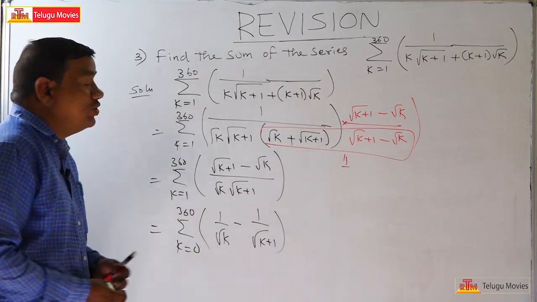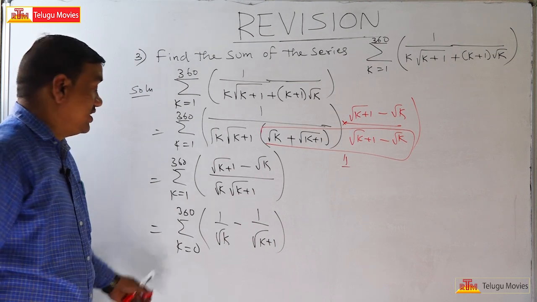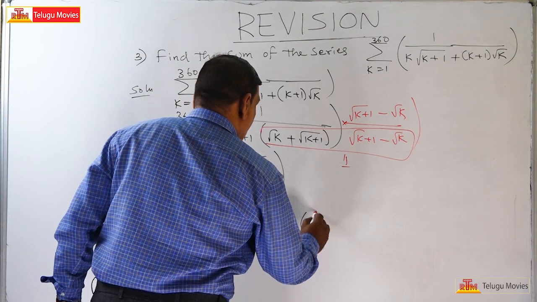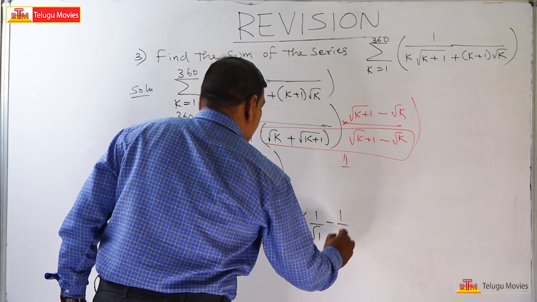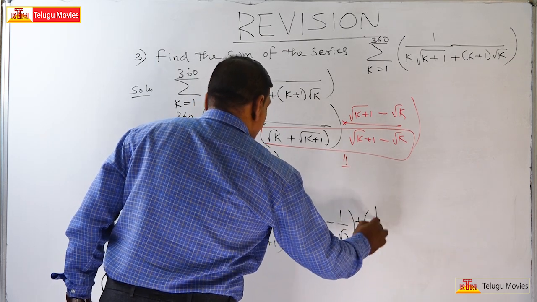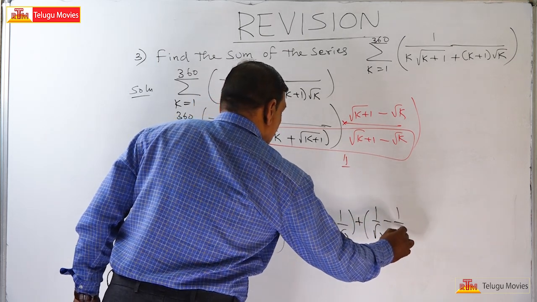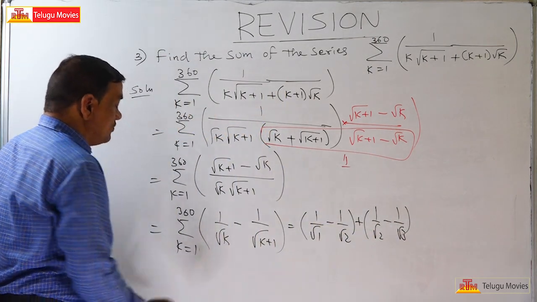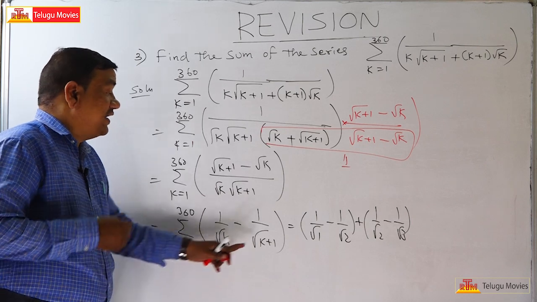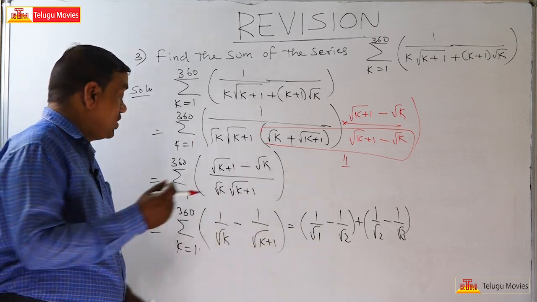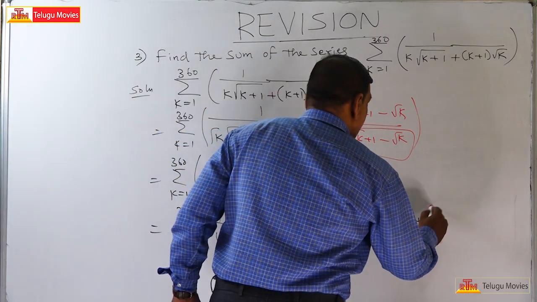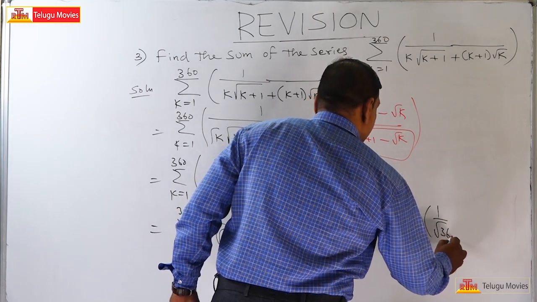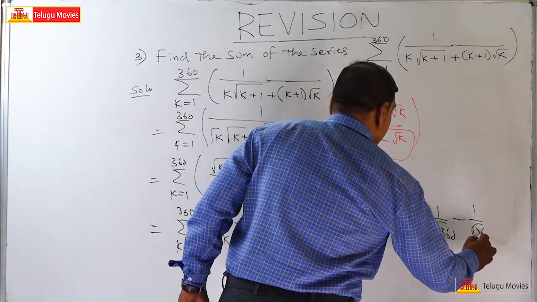Let us now open the sigma notation. So, what will you get? This is equal to 1 by root 1 minus 1 by root 2, plus 1 by root 2 minus 1 by root 3. Understand? In place of k, substitute 1 first, next 2, 3, 4, like that. The last term will be 1 by root 360 minus 1 by root of 361.